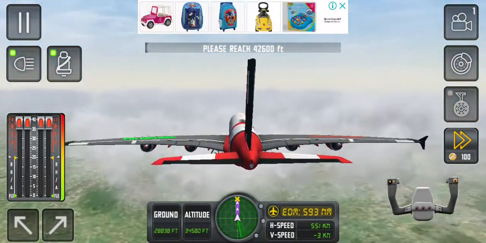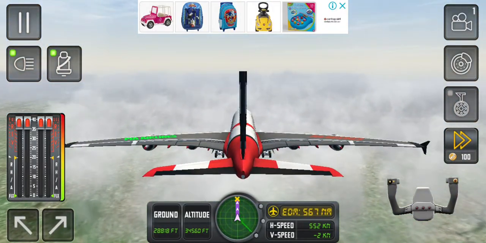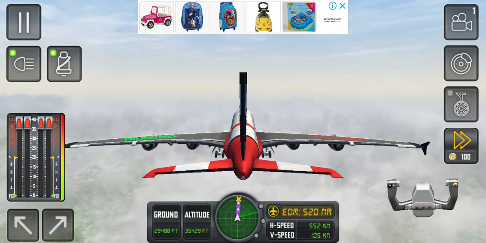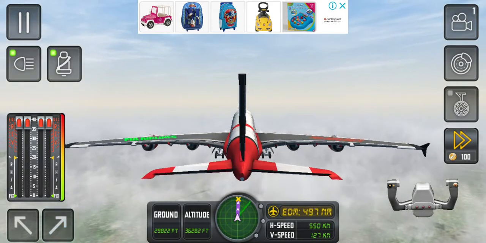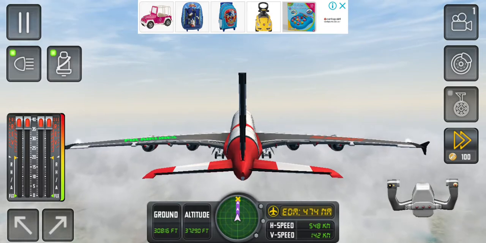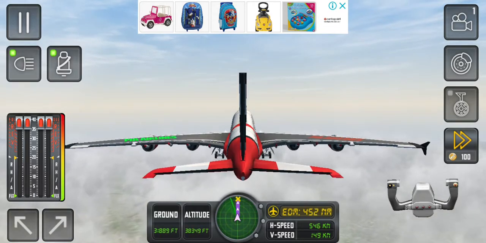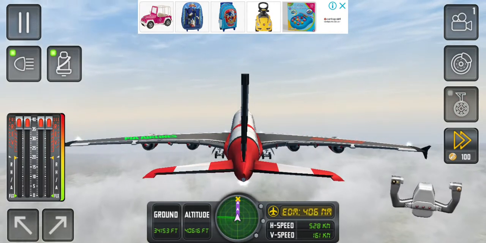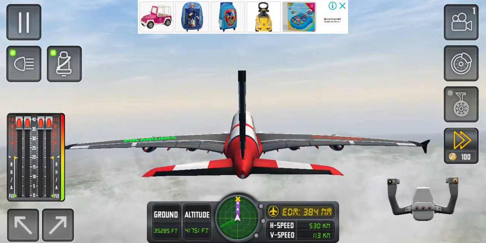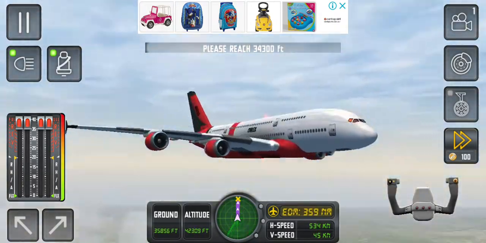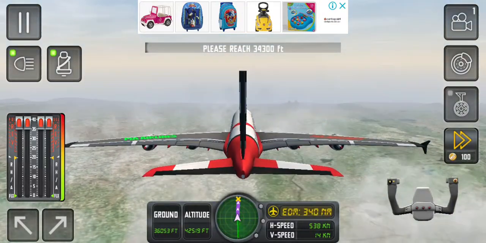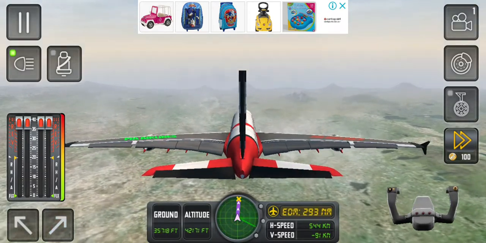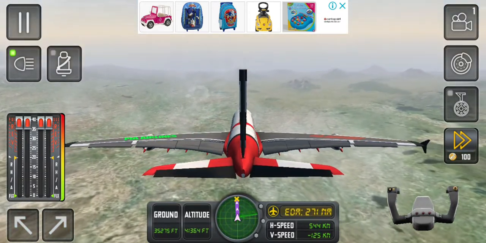Okay. This is Pakistan International Tower. Please maintain your altitude at 42,600. Roger that, sir. Four, five. This is Tower Pakistan International A380, please maintain your altitude at 34,300. Roger that, sir.